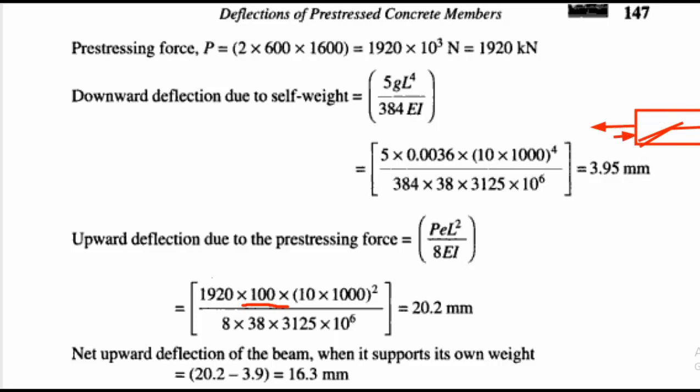Because of this, we have to calculate the upward deflection using the formula. Upward deflection due to pre-stressing force equals P e L^2 divided by 8EI, where P is the pre-stressing force generated in the concrete beam after cutting of the tendons, e is the eccentricity of the tendons or cables with respect to the centroidal axis, L is the length of the pre-stressed concrete beam, E is the modulus of elasticity of concrete, and I is the second moment of area of the cross section of the beam.